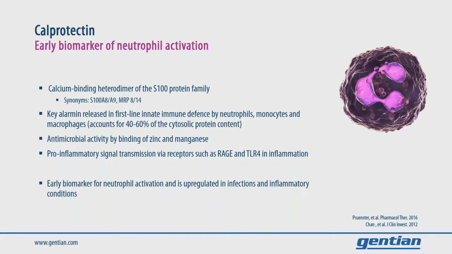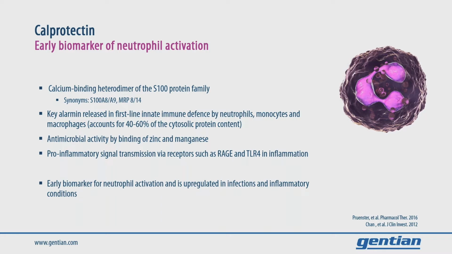Calprotectin is mainly expressed by phagocytes like neutrophils, monocytes, and macrophages, and makes up a large proportion of the cytosolic protein in these cells. Calprotectin is a key alarmin released in the first-line immune defense as response to infections and non-infectious inflammation. Its antimicrobial activity is mediated by the sequestration of zinc and manganese from the bacterial environment, and thereby starving the pathogens.